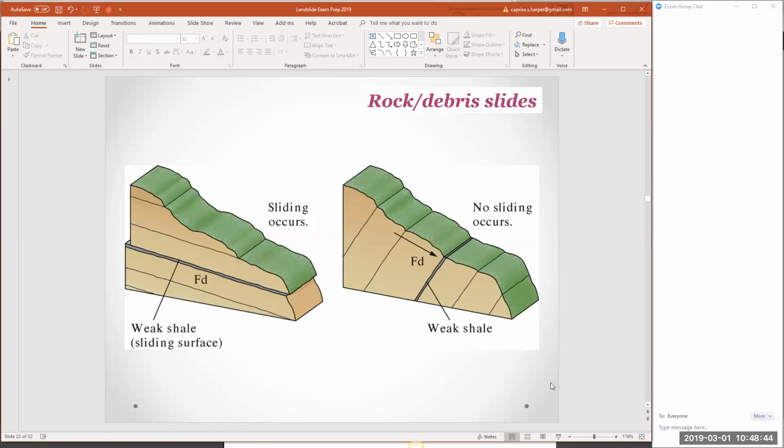So anyway, sorry. It's a mass movement and it slides along a surface. This is common when there's shale layers. It's a type of sedimentary rock that's really weak and slippery. And so if the layers are tilted down slope, it makes a perfect plane to slip down.